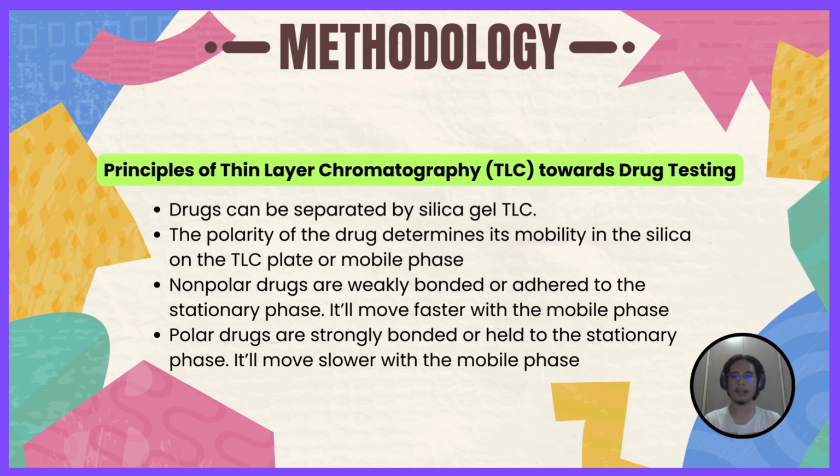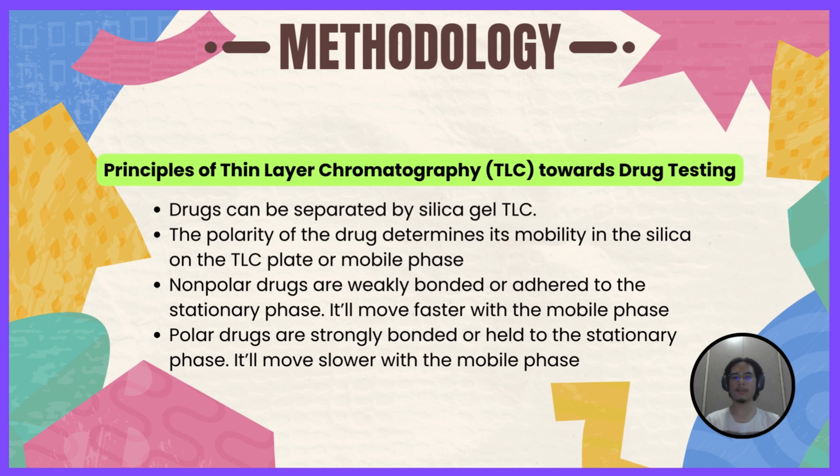To begin, thin layer chromatography, or TLC for short, is a method used in drug testing to separate drugs in the sample by analyzing their mobility in the silica gel. The polarity of the drug determines its mobility in the silica gel, which is the stationary phase, which is highly polar due to its hydroxyl groups, enabling the silica gel plate to form hydrogen bonds with the drugs in the sample. The polar compounds have regions of positive and negative charge, while non-polar compounds have an even charge distribution.